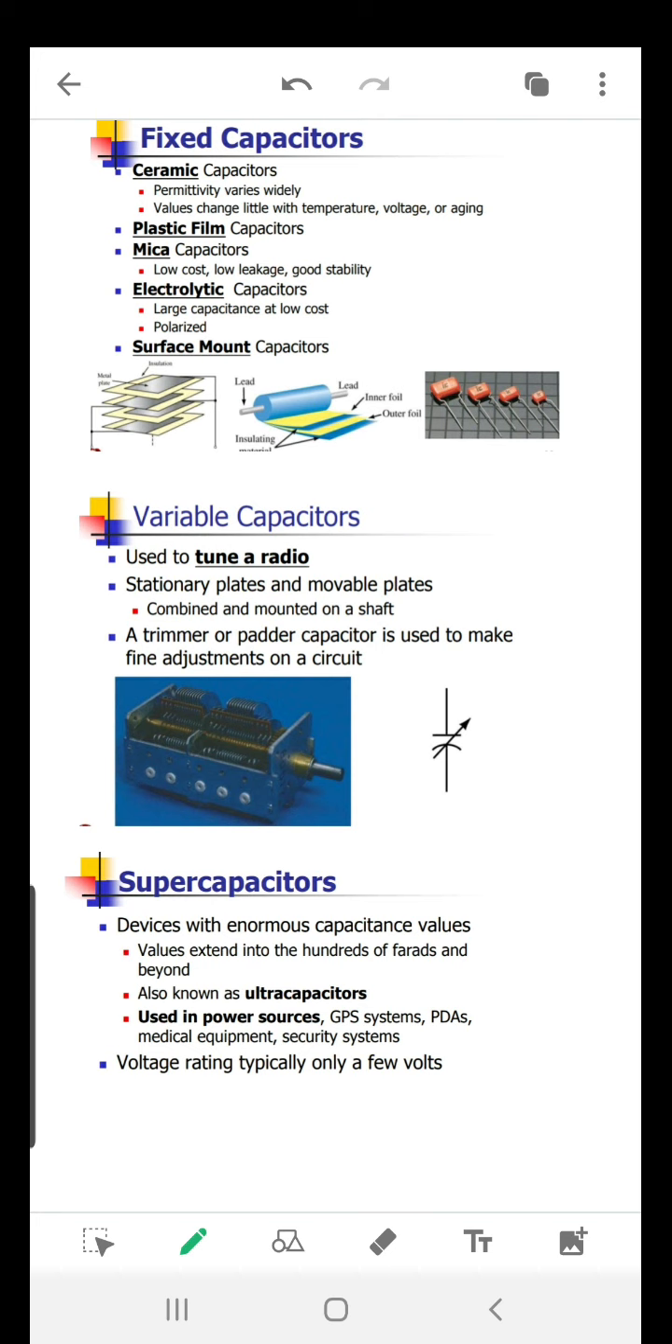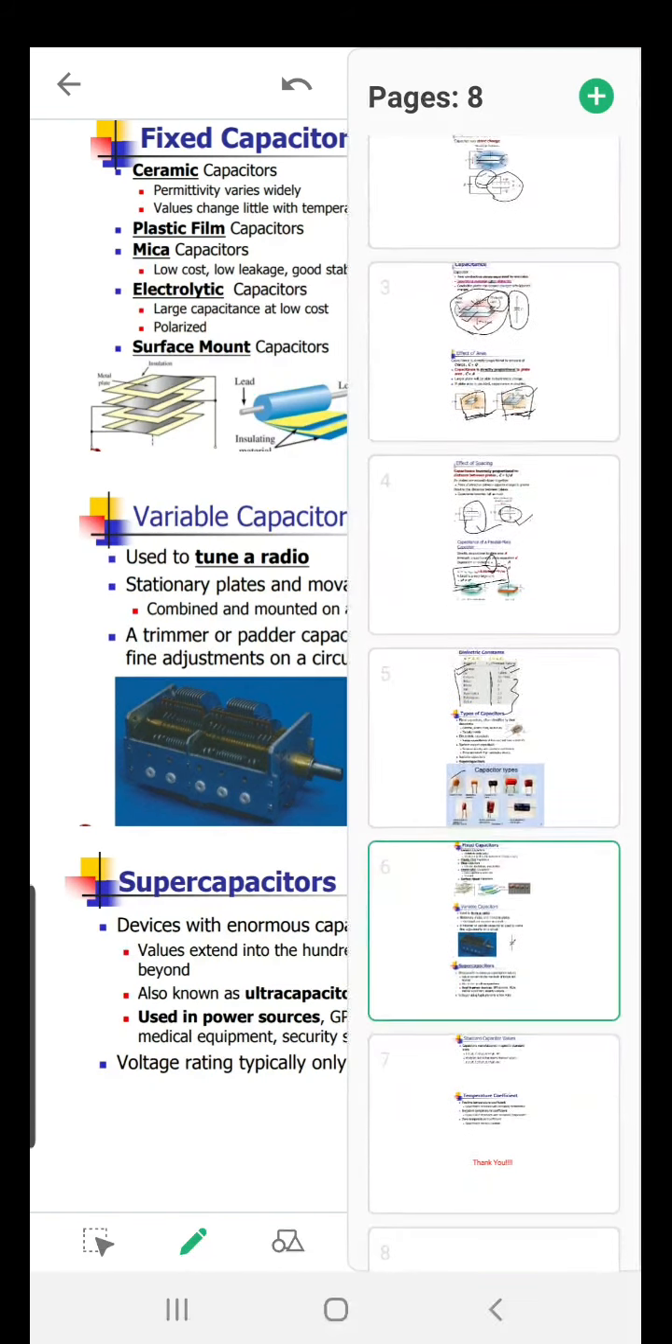When you buy capacitors from a shop, there is a voltage rating written on the capacitor. Why is this voltage rating written? Because when a high voltage flows, the capacitor may burn out. So the voltage rating is always mentioned on a capacitor, so that you can know how much voltage the capacitor can resist.